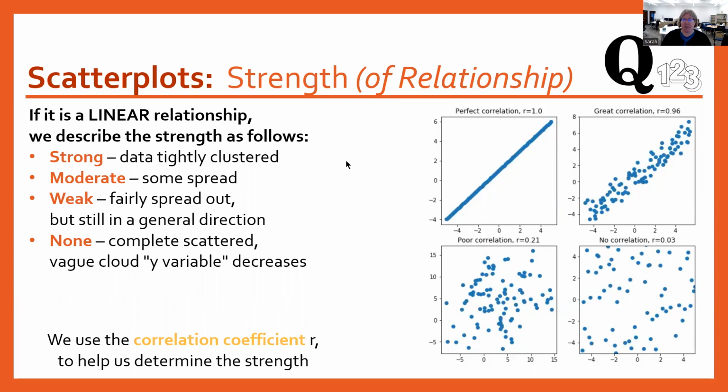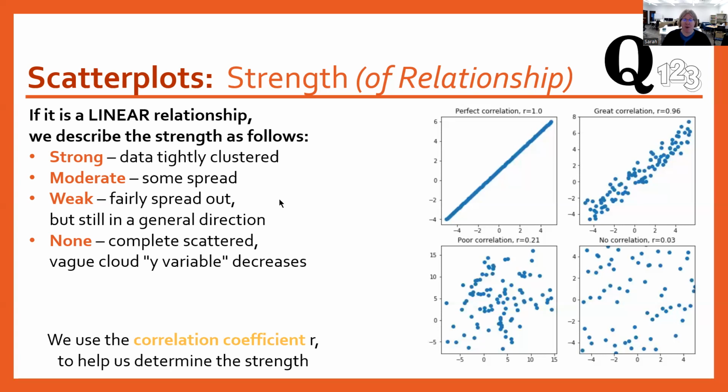We're going to look at a little bit later in this chapter actually quantifying that, so we'll put a number to the relationship. And that number is called the correlation coefficient, and we use the lowercase letter r to indicate that that's what we're talking about. So we'll take a look at that in another slide.